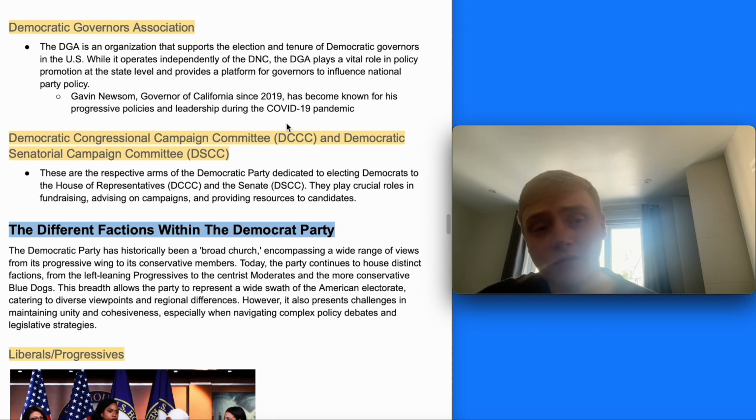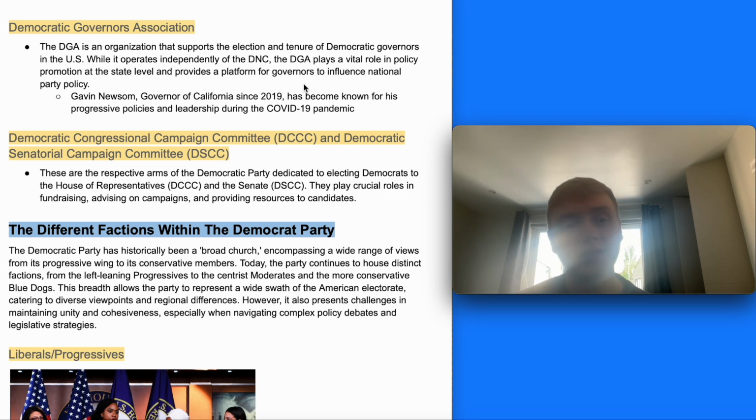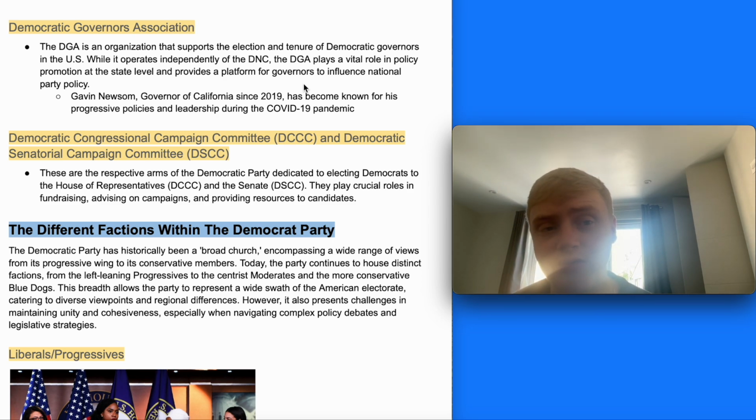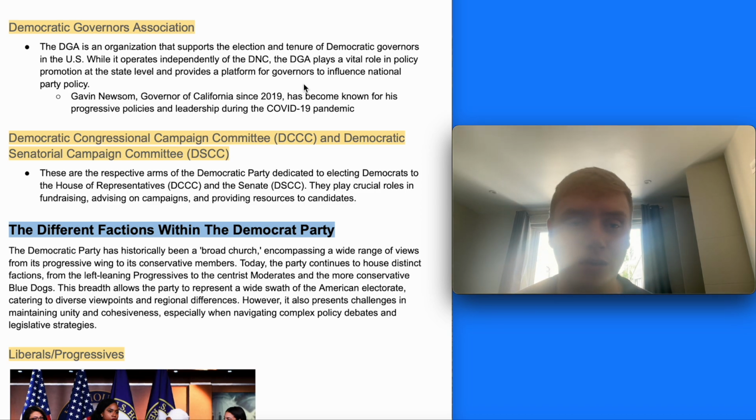There's also the Democratic Governors Association that supports the election and tenure of Democratic governors in each state. While it operates independently of the DNC, the DGA plays a vital role in policy promotion at the state level and provides a platform for governors to influence national party policy. Gavin Newsom, Governor of California, has become known, for example, for his progressive policies and leadership during the COVID-19 pandemic, and has become particularly popular.